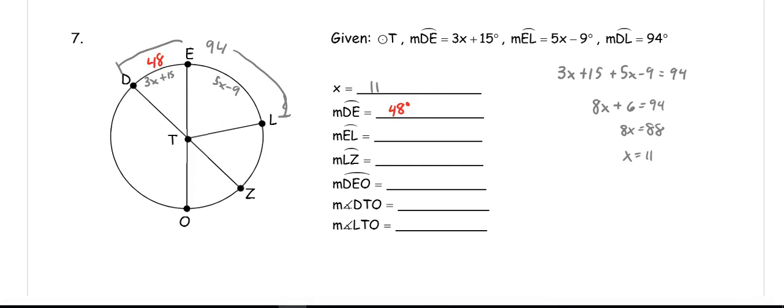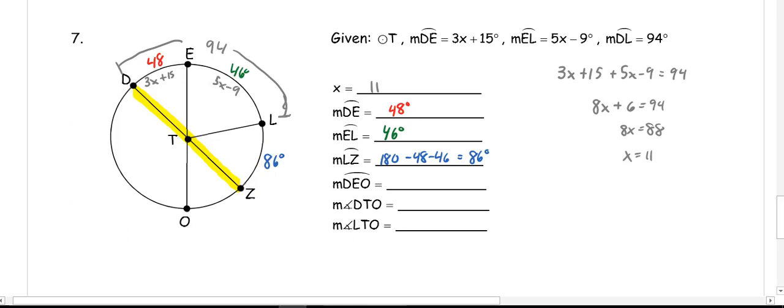EL is 5x minus 11, so 5 times 11 minus 9 would get us 46 degrees. Then to get LZ, we know that this is a semicircle because DZ is a diameter, so we can do 180 minus the two arcs we already know. So 180 minus 48 minus 46 would get us 86 degrees.